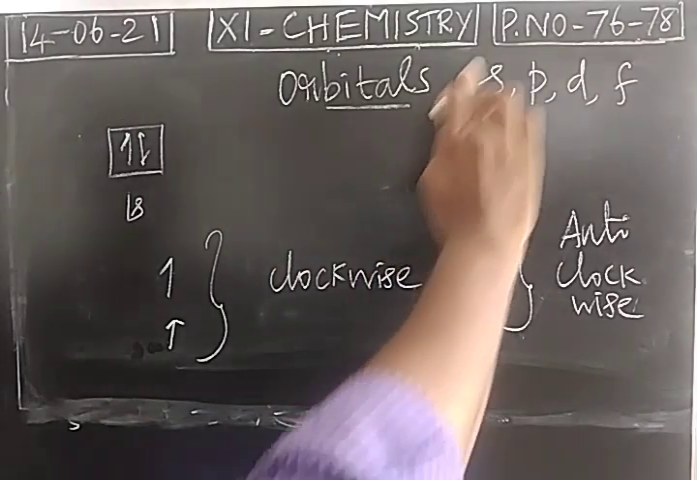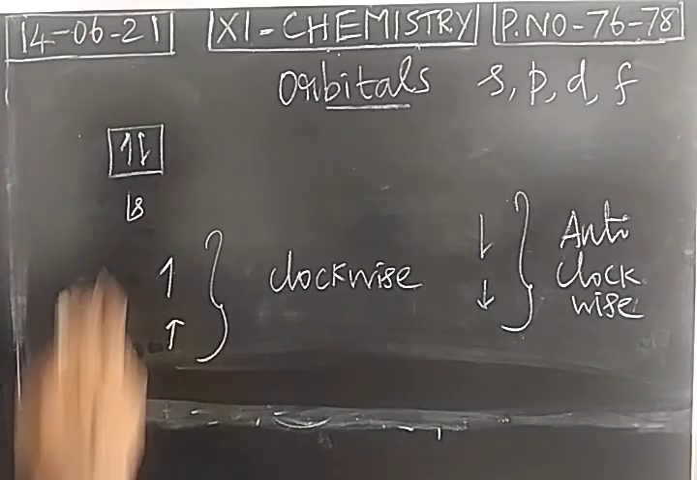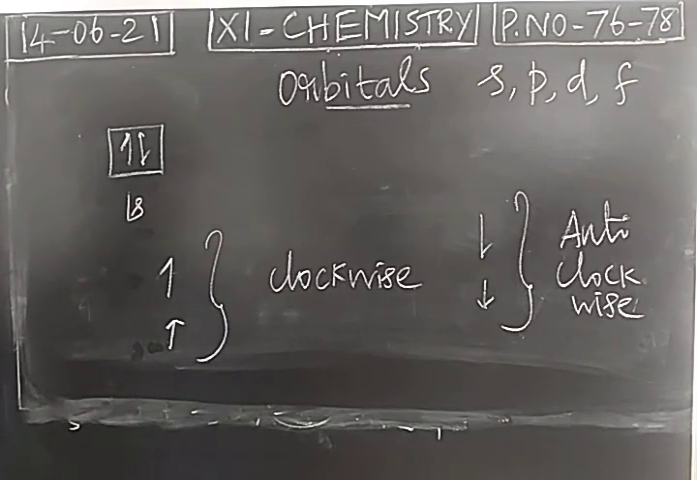So in the shells, we have the orbitals. Each orbital can have maximum 2 electrons. And one electron will spin in clockwise direction, another electron will spin in anti-clockwise direction. Why? Both the electrons have the same charge. Both electrons have a negative charge. The same charges will always repel each other. So to avoid the repulsion in the orbital, both the electrons are spinning in opposite directions.